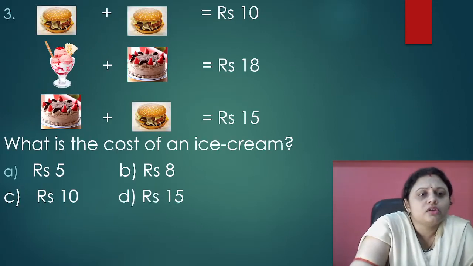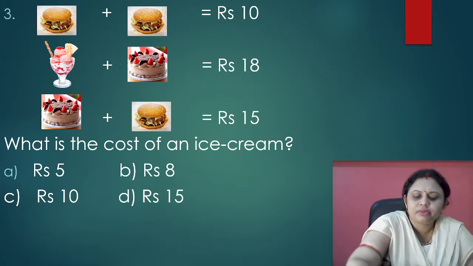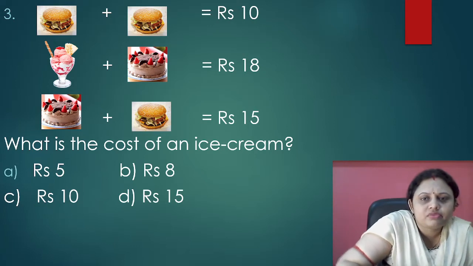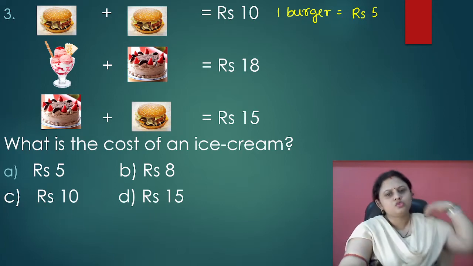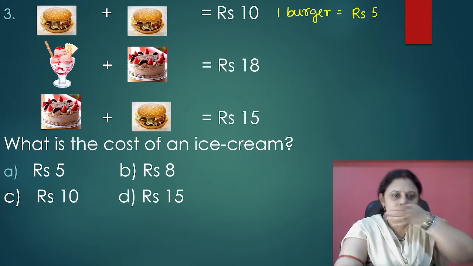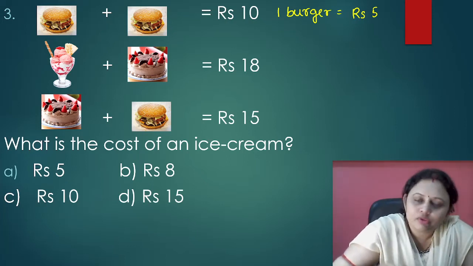Number 3. 2 burgers is equal to rupees 10. So if 2 burgers is equal to rupees 10, we can find out the price of 1 burger. What is 1 burger price? If 2 equal to 10, then 1 equal to rupees 5.